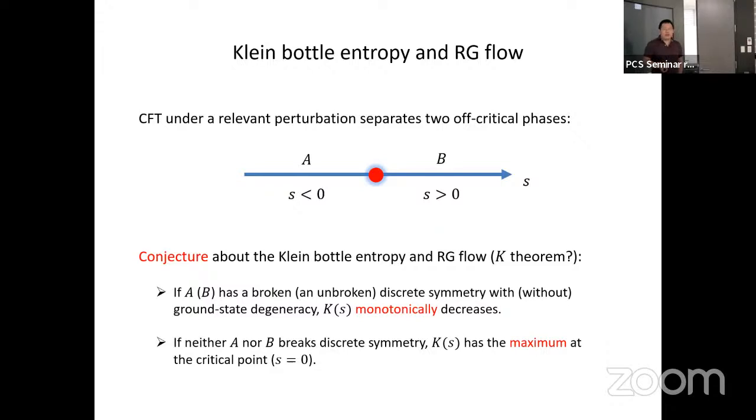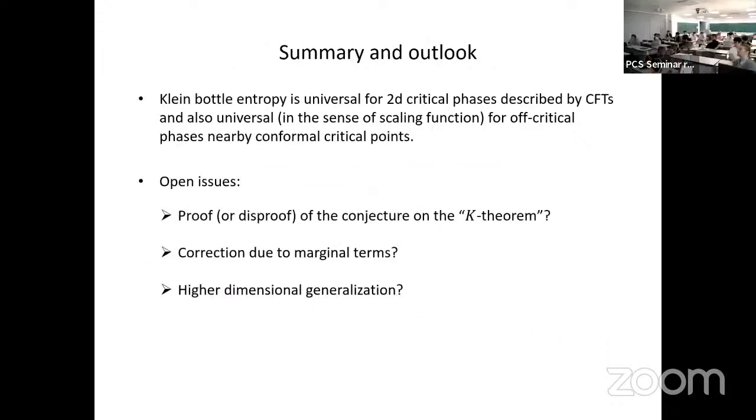So again, maybe this complements Zamolodchikov's C theorem, where C can only decrease along the trajectory of RG flow. Okay, so this brings me to the summary. First, I think the result itself is very simple. Just a one sentence summary: Klein-bottle entropy is universal for 2D critical phases described by CFTs.